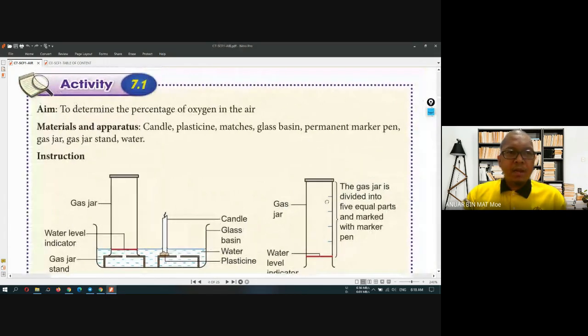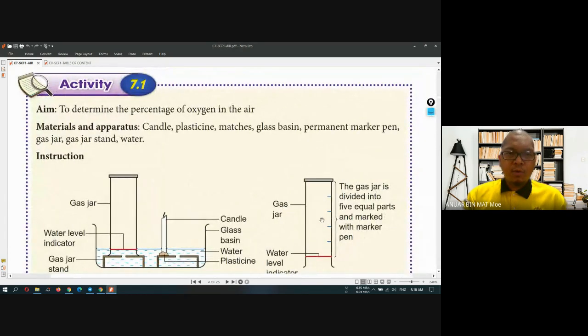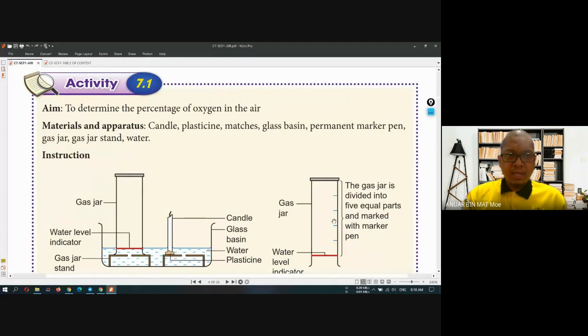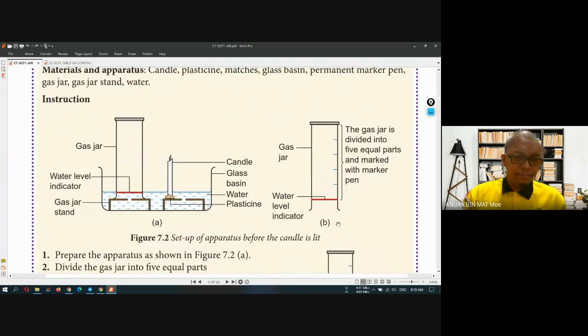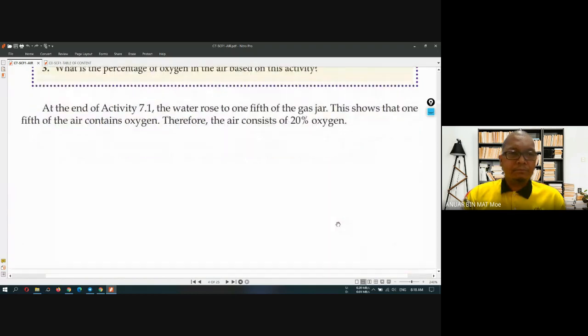For the experiment, I will skip it. Maybe when we go to the class, we will try to do this experiment. This is just to determine the percentage of oxygen in the air. I will skip this. Next one.